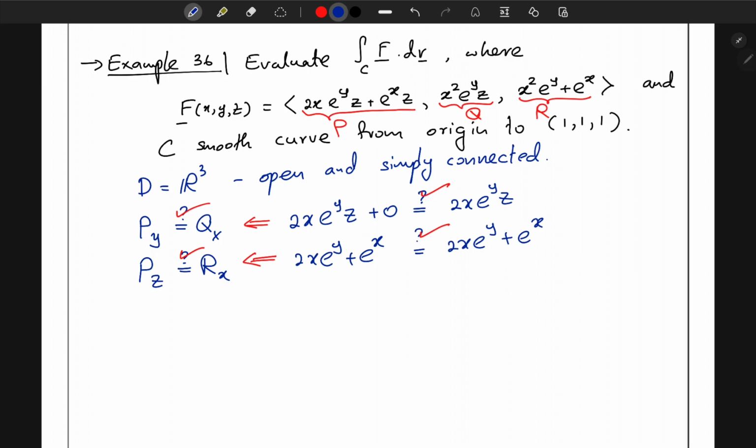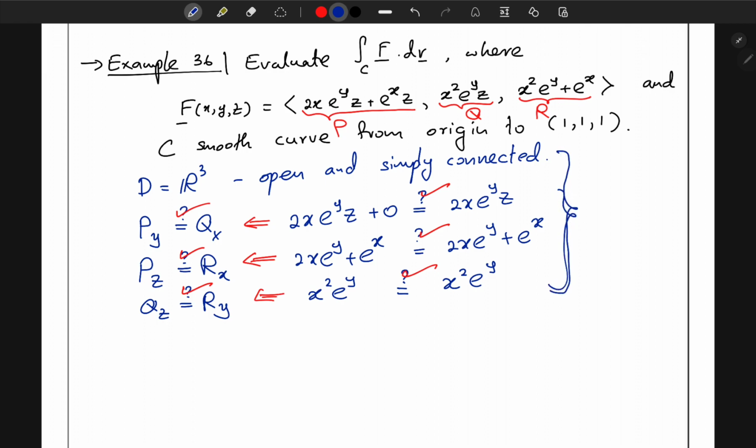The third property is Q sub z, is it equal to R sub y? Q sub z is this. Is it equal to R sub y? It is x squared e^y. Yes, they are equal. Therefore all the cross partial properties are true. Now this says f is conservative.